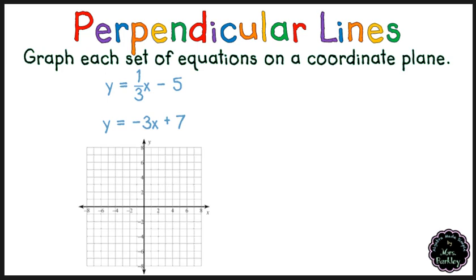So given a coordinate plane, when we graph our first equation, we have a y-intercept of negative 5, so we will plot our first point on the y-axis at negative 5 and use a slope of 1/3, so rising up 1 and to the right 3 and making another point, and continuing to use the same slope, up 1 over 3 to the right, make another point, and we'll make our line.